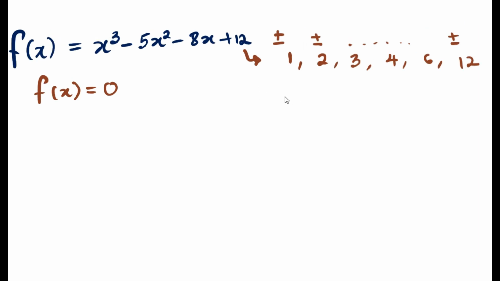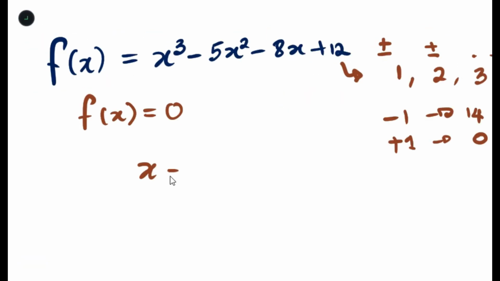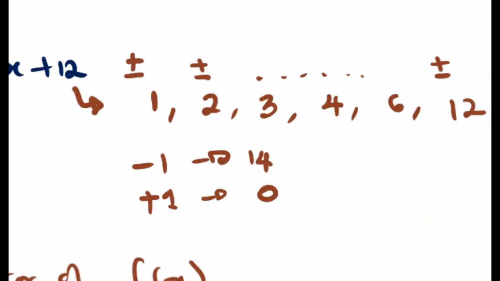Now, if I substitute negative 1 into this, it gives me 14. So therefore, that is not a factor. However, if I substitute positive 1, it gives me 0. So that is a factor. x is equal to 1. So our first factor is x minus 1. Now, if positive 1 didn't give me 0, I could continue by substituting negative 2, positive 2, then go to negative 3, positive 3, and so on and so forth.